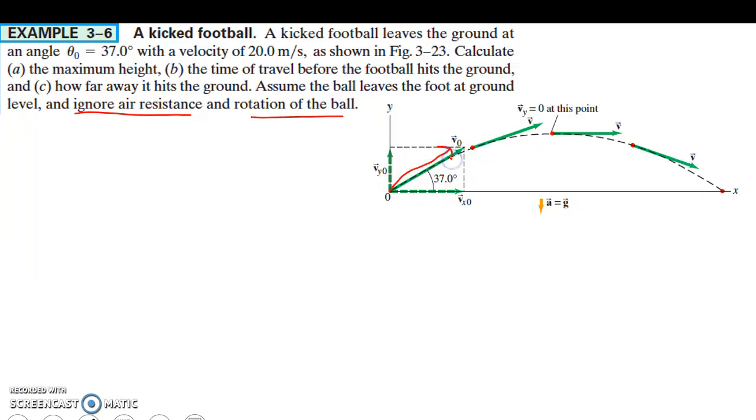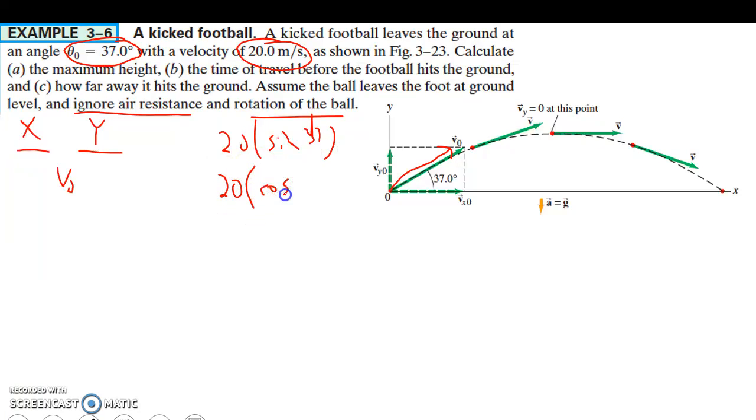So I look here. My initial velocity is 20 meters per second, but my angle is 37 degrees. So again, x and y. Let's see what I know. My initial velocity components I can find. All I'm going to do is some trig. In the y, it's going to be 20 times the sine of 37. And in the x, it's going to be 20 times the cosine of 37.